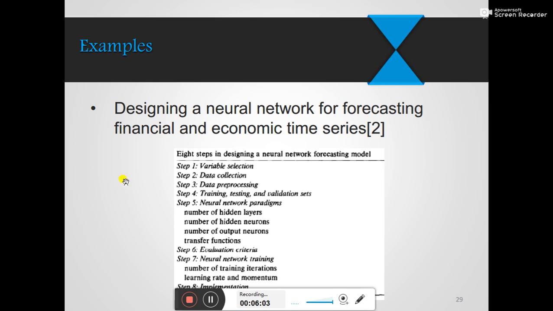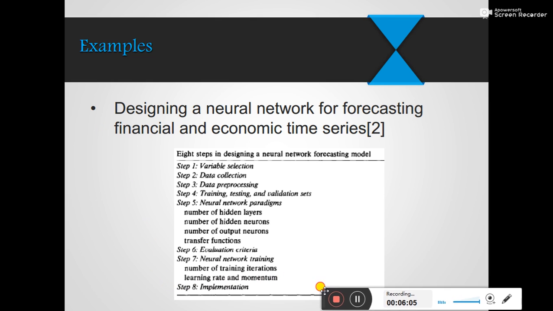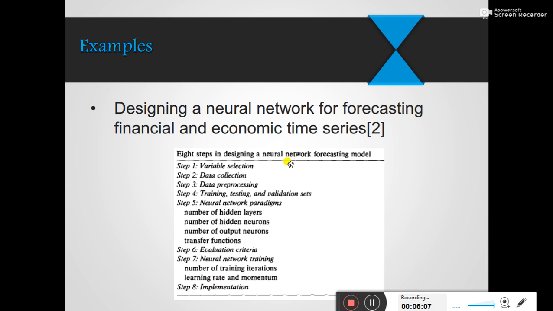So first we'll go through an example of a neural network for forecasting financial and economic time series. Here you can see one algorithm where step one describes variable selection, and variable selection means what type of variables or how many variables we will select, and then step 2 is about data collection.